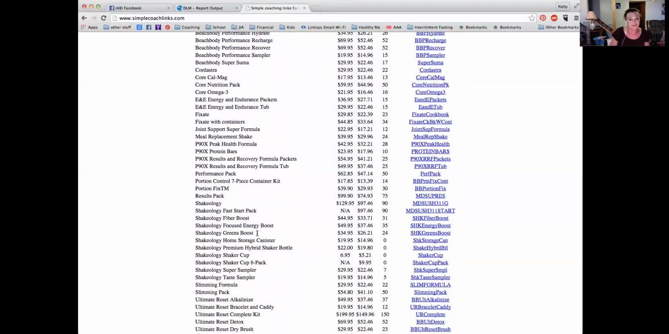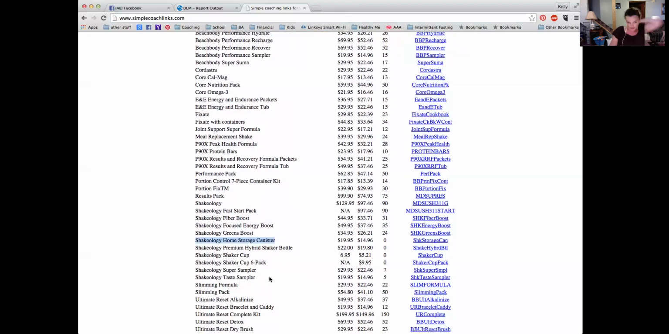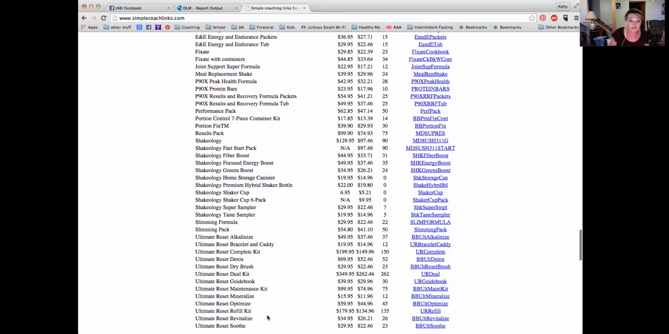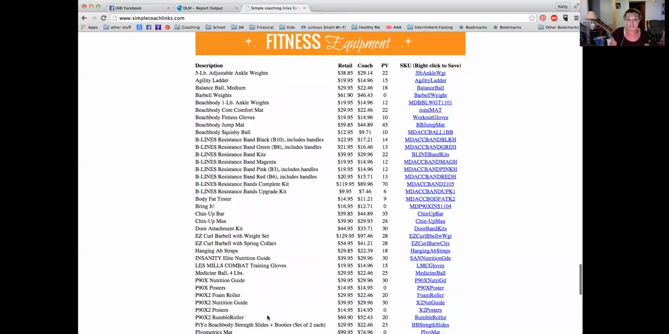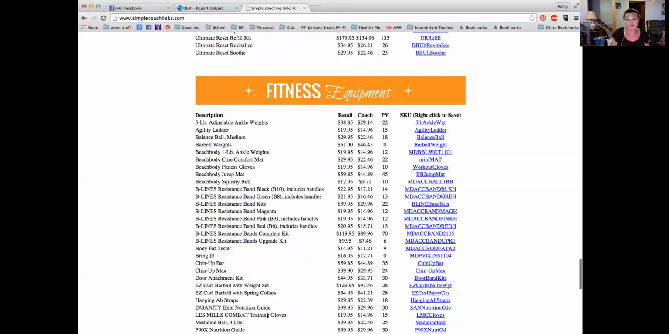A lot of people ask me about my home storage container. I have a container for my Shakeology and I got it right there. For coaches, there is a 6-pack shaker cup. You can order 6 shaker cups for $9.95 or you could pay $5.21 for one. And you can give them out, the samplers, the slimming formula, the fitness equipment. All of this stuff, the beauty products, everything is right here.